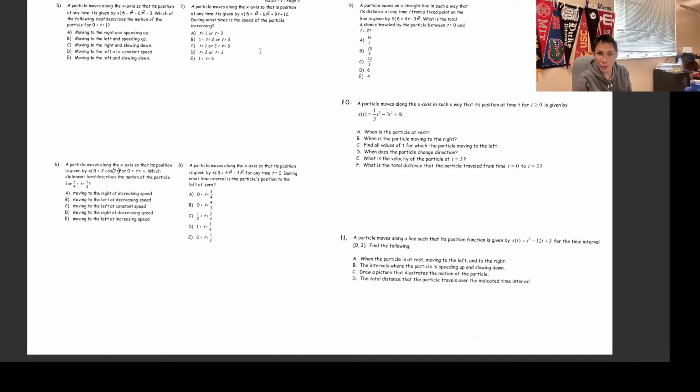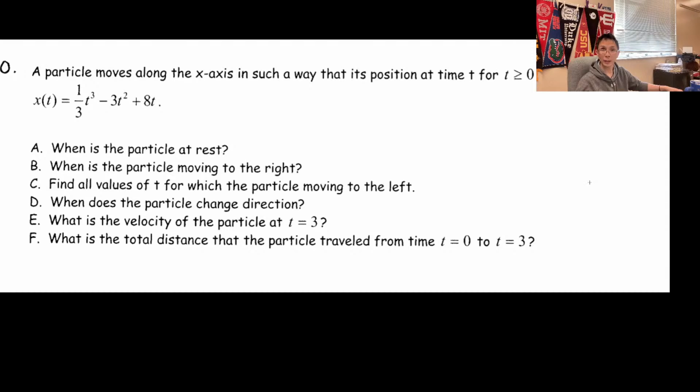Okay, we're just gonna go through number 10 really quickly. So I am gonna take a screenshot of here and look at this. A particle is moving along the x-axis in such a way that its position at time t is given by x of t. X of t is a position, by the way. That just means going left and right, and t is the time. When is the particle at rest?